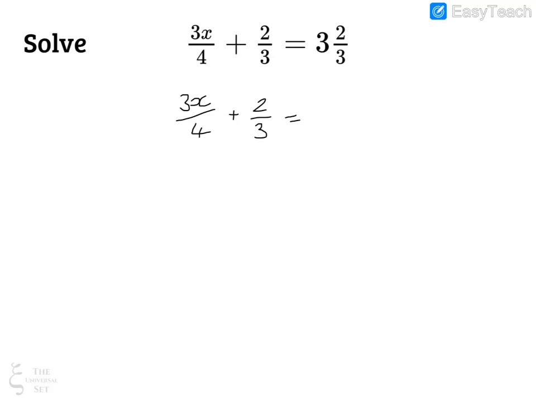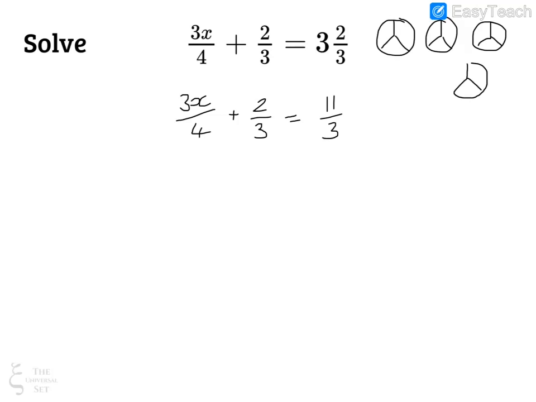But 3 and 2/3, maybe we can draw a wee picture to think about what that looks like. 3 and 2/3. So imagine in terms of pizzas, I've got 3 and 2/3 of a pizza. So that's 1, 2, 3, 4, 5, 6, 7, 8, 9, 10, 11 thirds. So equals 11 thirds. Okay, good. So my first step was to just rewrite the mixed number. So 3 and 2/3 is the same as 11 thirds.